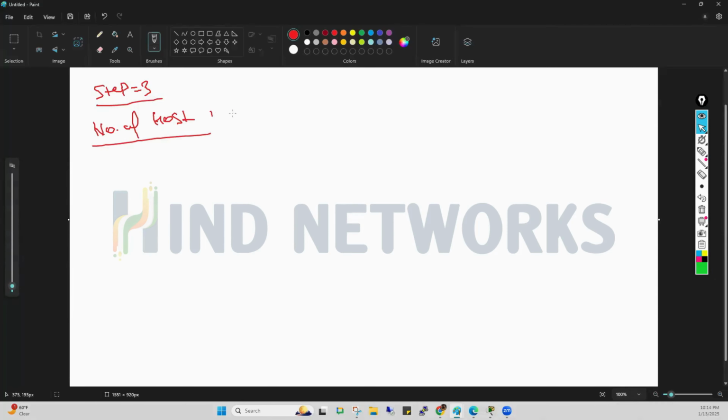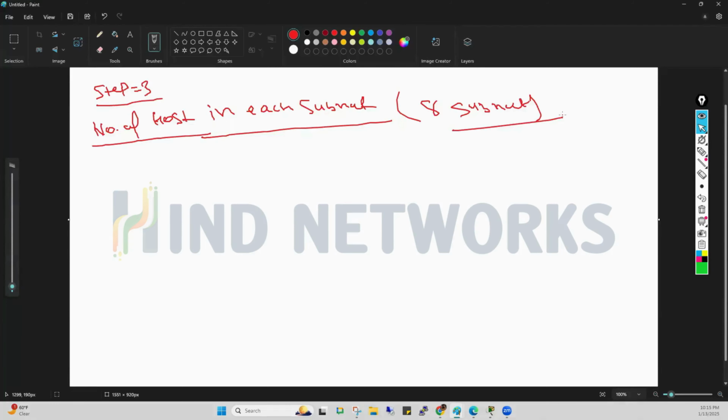Number of hosts in each subnet. According to your requirement, how many subnets do you need? You need 8 subnets, yes or no? Your manager told you, I need 8 subnets. So first of all, you need to calculate the number of hosts in each subnet. Clear, guys?